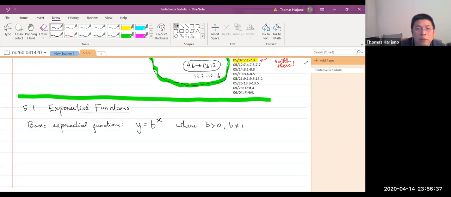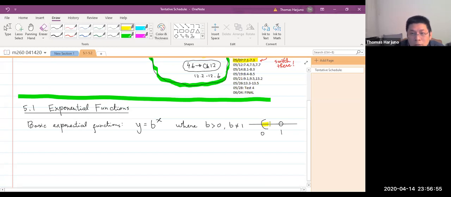If we try to imagine that on a number line, it has to be greater than 0, not including 0. It has to be greater than 0, but avoiding 1. From 0 to 1, not including 1, and then from 1 to infinity. That's where the base should be.